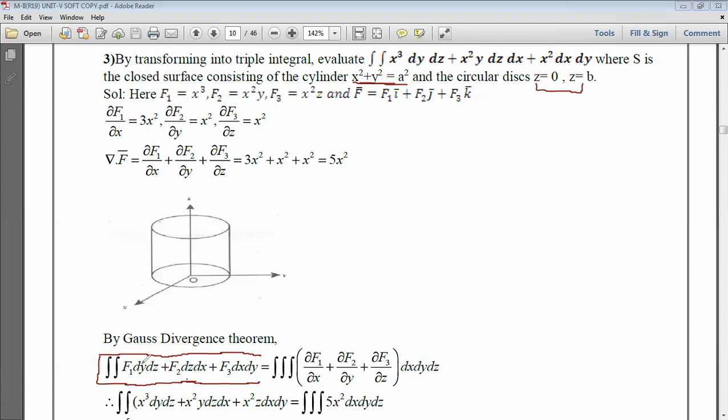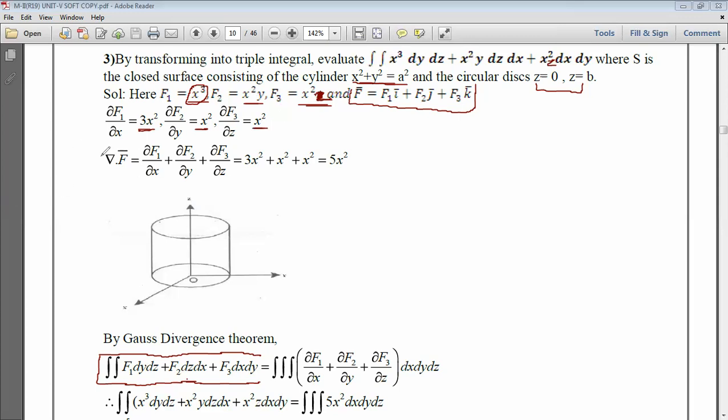Based on this, simply we can define f bar as the vector f1i plus f2j plus f3k. Here f1 is nothing but x cube, f2 is nothing but x square y, and f3 is nothing but x square z. Now we need to apply partial derivatives. The derivative of x cube is 3x square, the derivative of x square y with respect to y is x square, and the derivative of x square z with respect to z is x square.